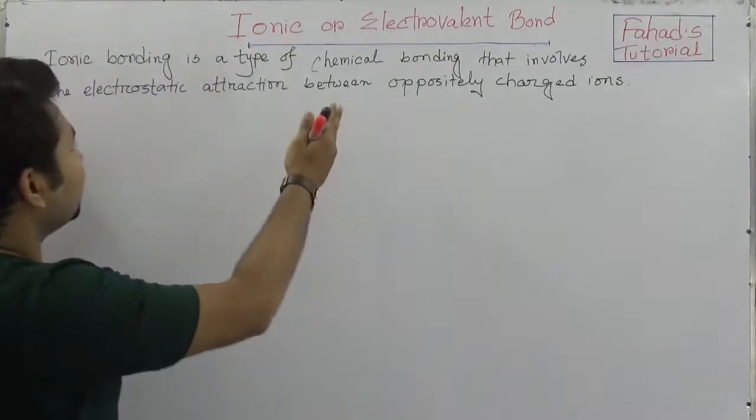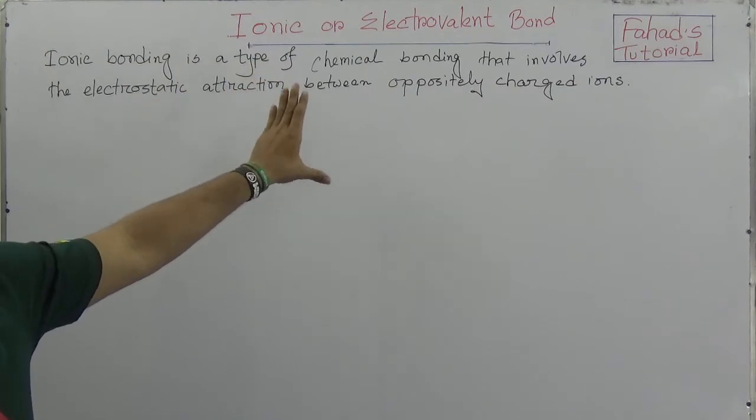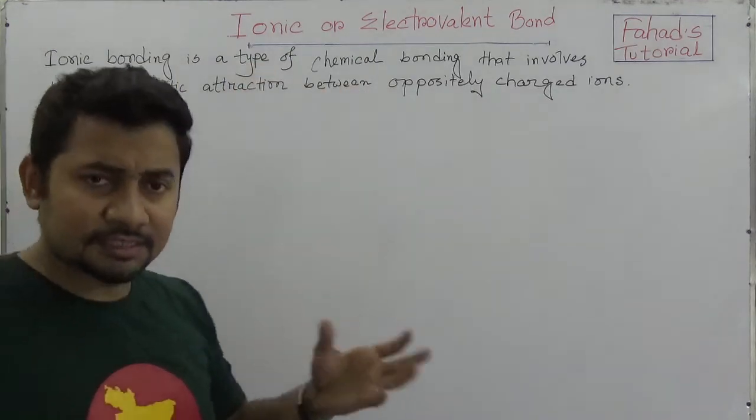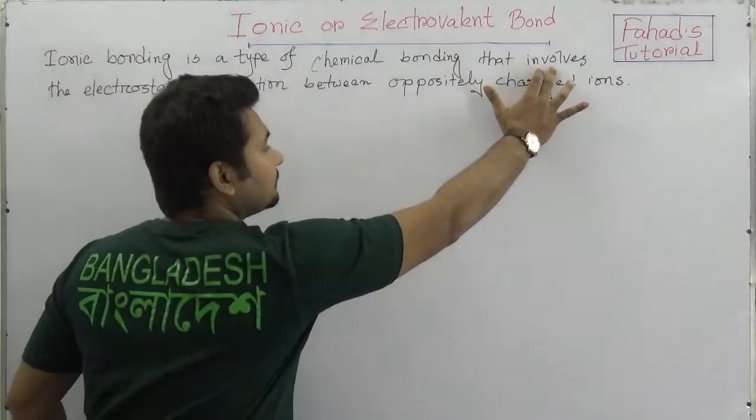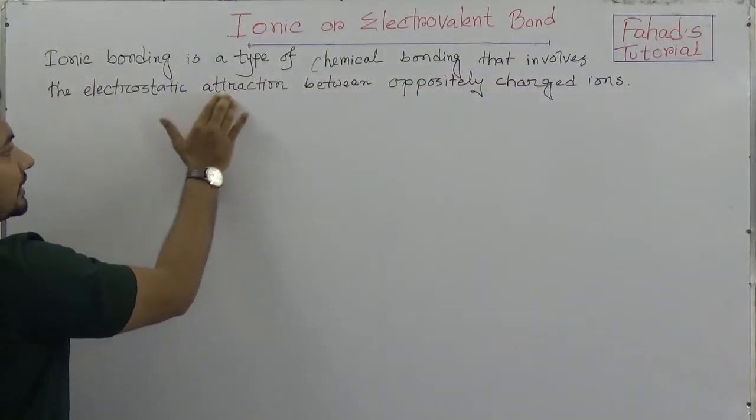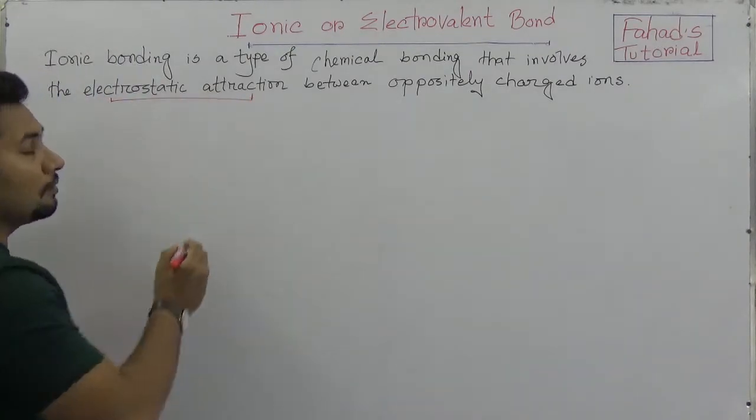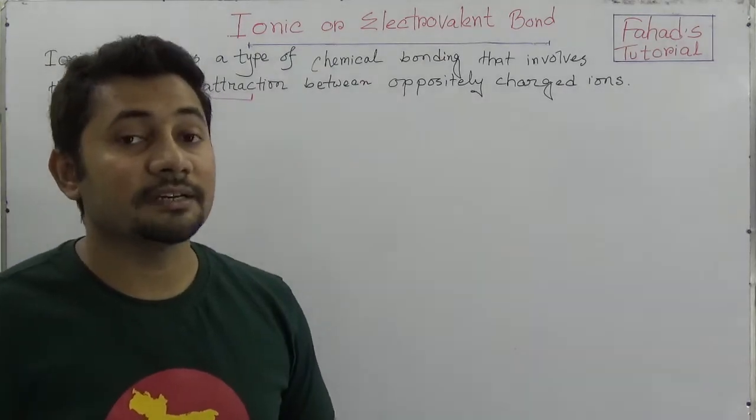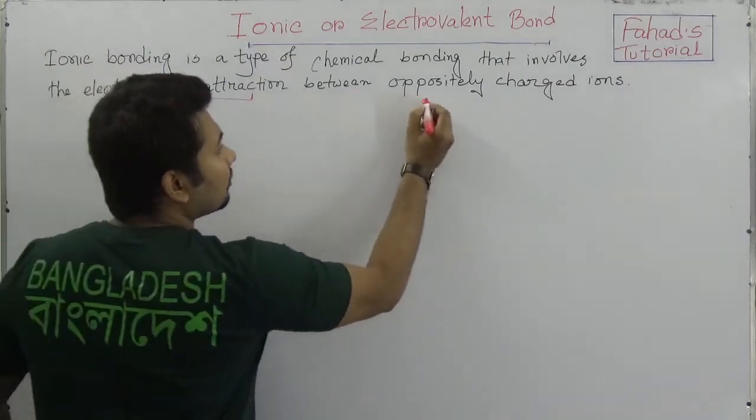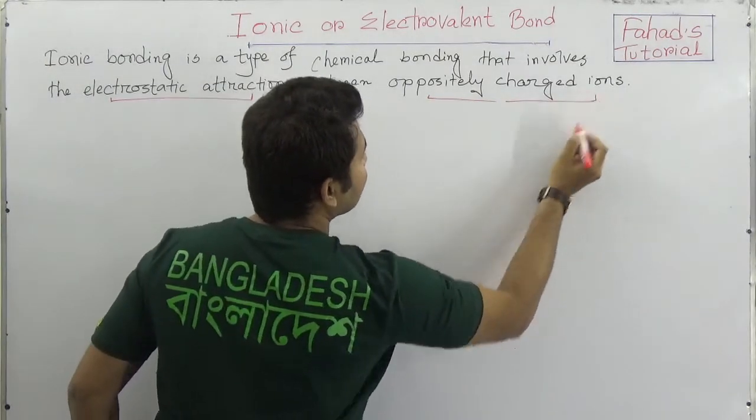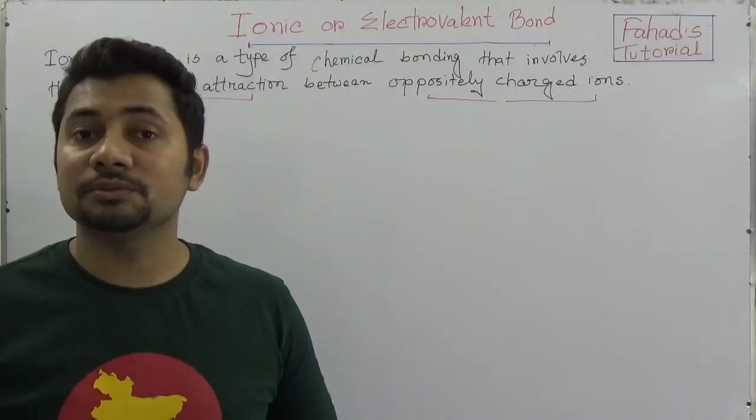If you see the definition of ionic bond, ionic bonding is a type of chemical bonding. The main keyword is that it involves electrostatic attraction. What is this electrostatic attraction, or electrostatic force, or Coulomb force, between oppositely charged ions? So from where will these oppositely charged ions be created?